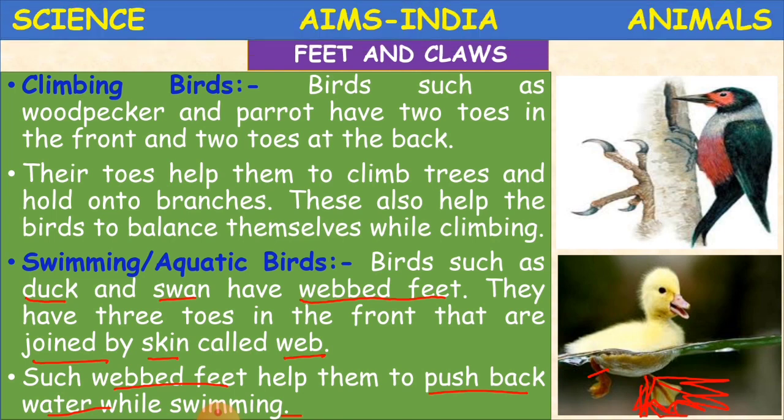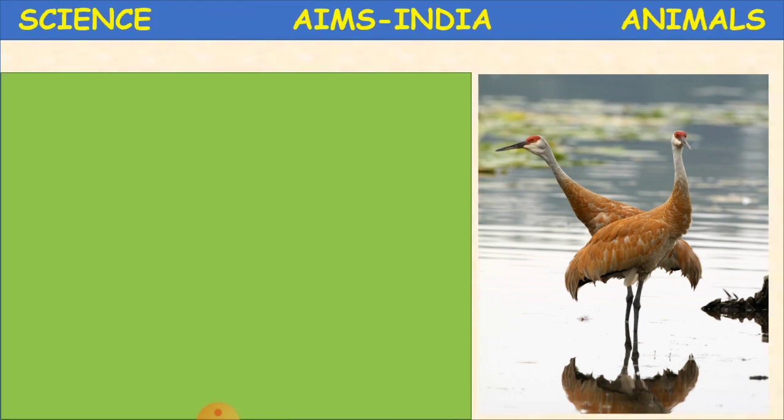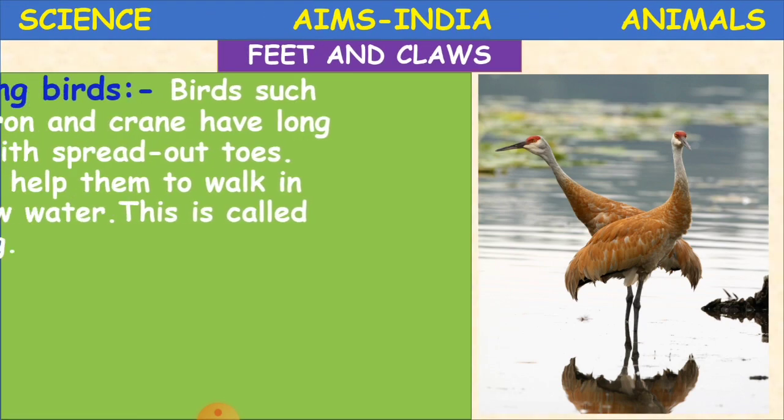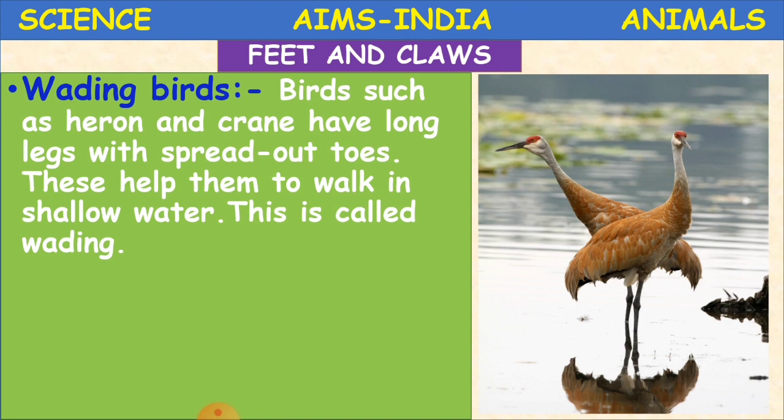Clear? Now we'll see the other type of birds, children. What are they? Wading birds. So what is wading, children? Wading is nothing but walking in a liquid substance. Here birds such as heron and crane have long legs with spread out toes.